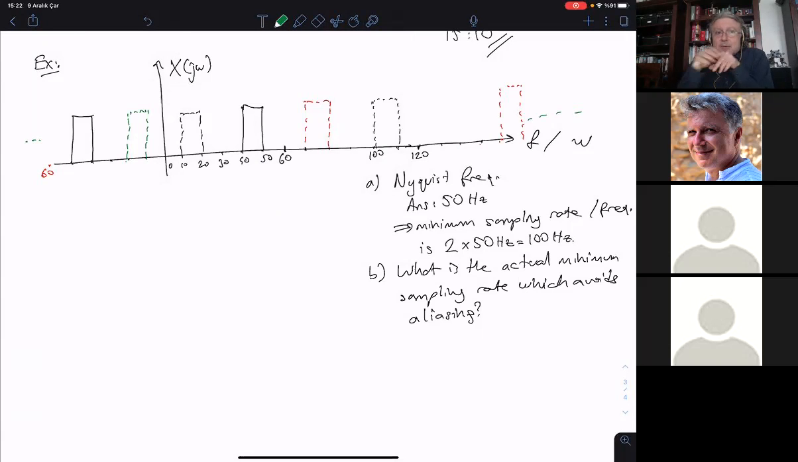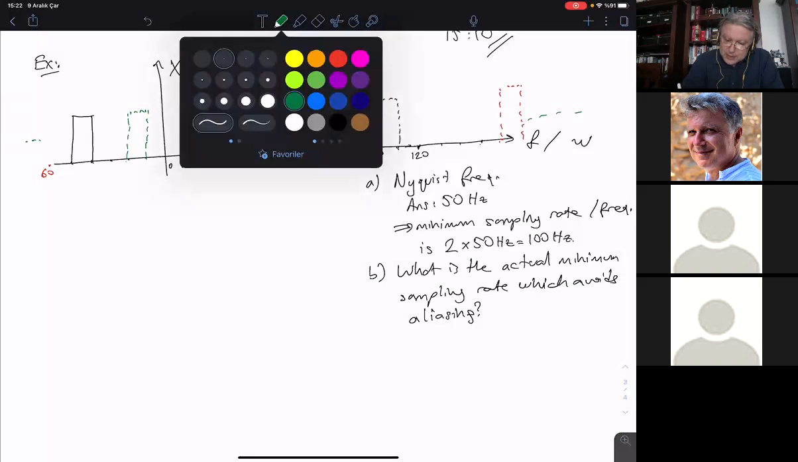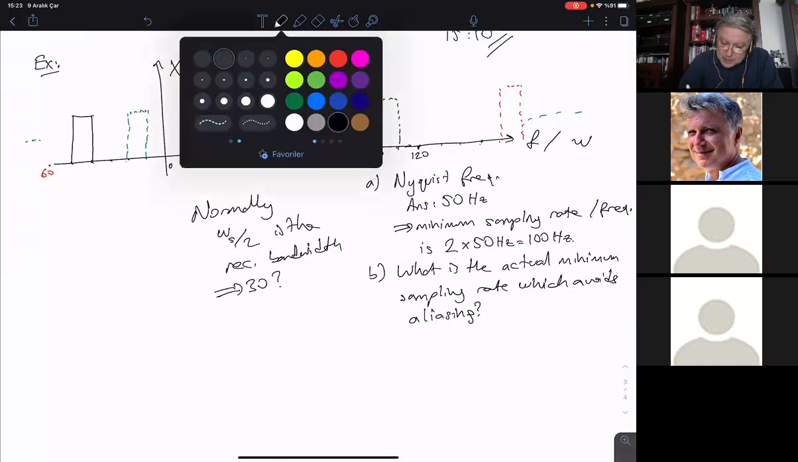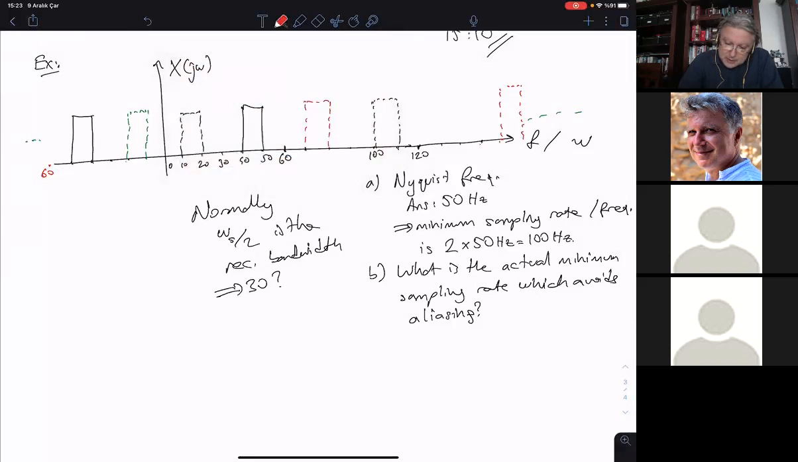Why is it going well? Because they don't overlap. But of course, now the reconstruction filter cutoff bandwidth is not 60 over 2, which is 30. Normally, omega s over 2 is the reconstruction bandwidth, right? So if you choose omega s to be equal to 60, then you choose 30 to be the reconstruction bandwidth. But will it work? So let me try this.